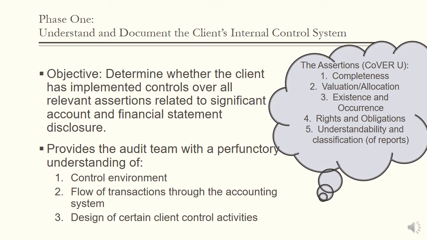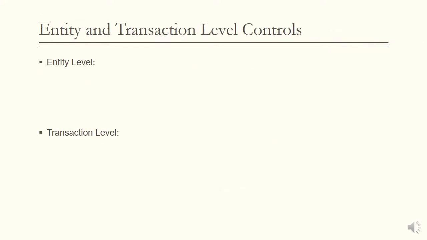At the end of this process, the audit team has gained a perfunctory understanding of the control environment, the flow of transactions through the accounting system, and the design of certain control activities. This understanding of controls extends to both entity-level controls and transaction-level controls.